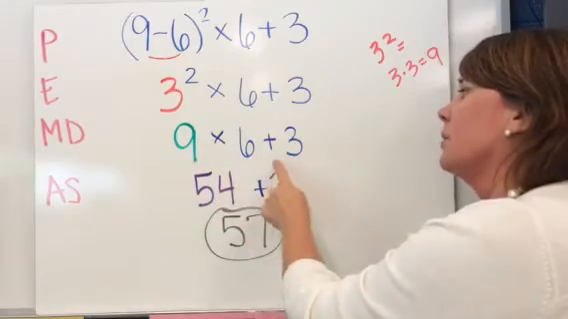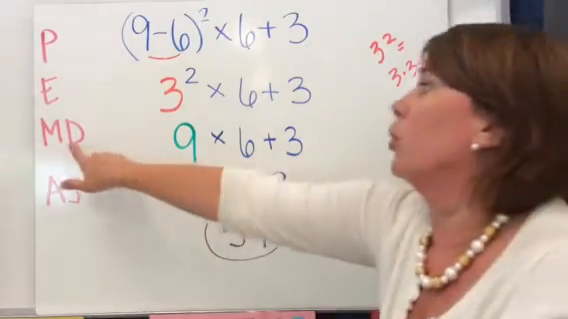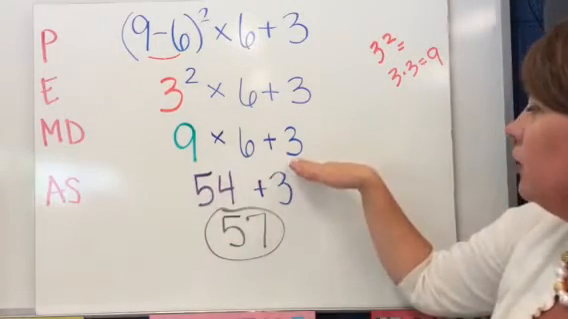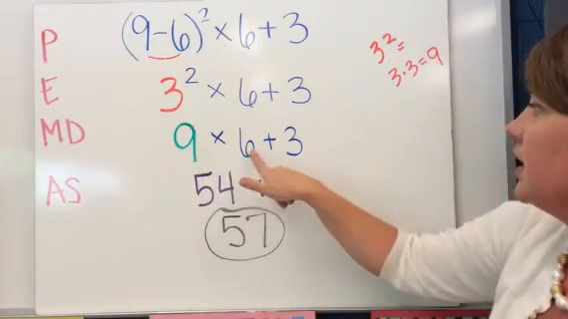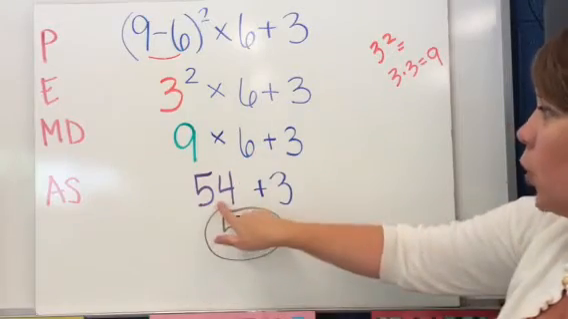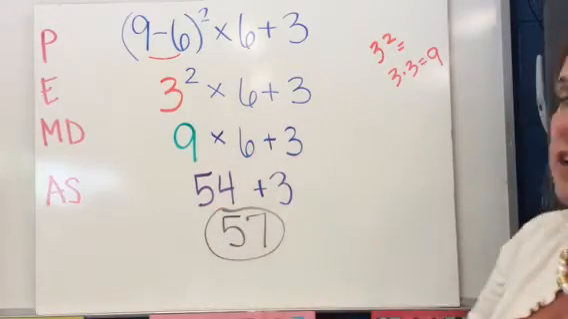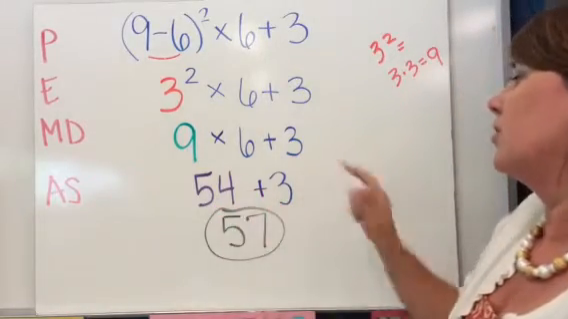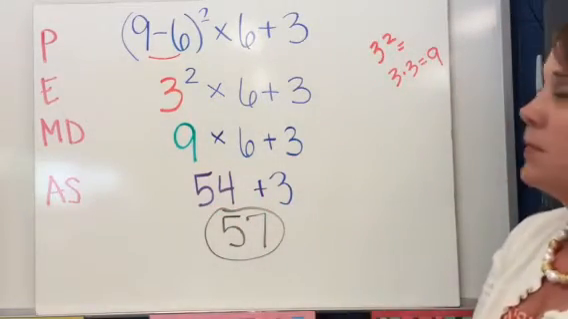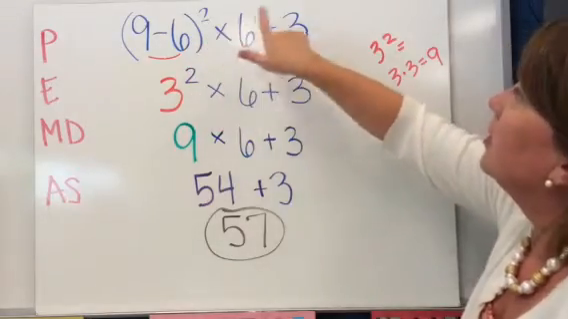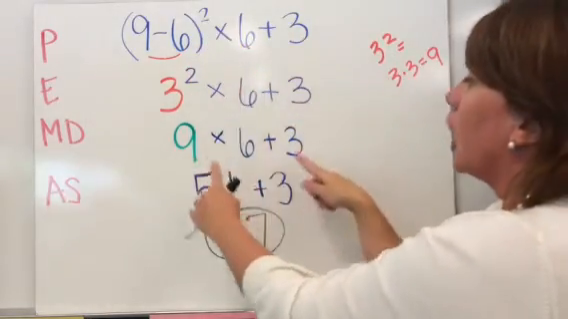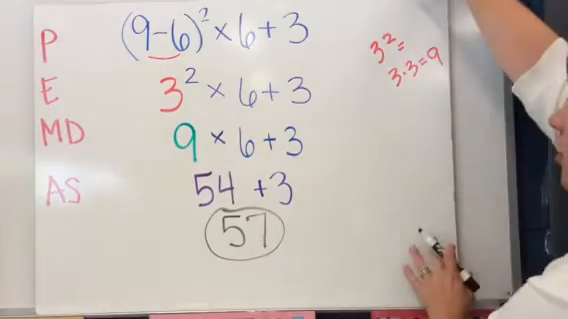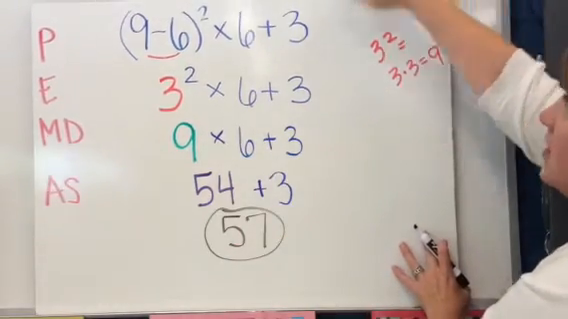So here's my new problem. 9 times 6 plus 3. I'm going to do multiplication or division next. And so in this case, there's multiplication. So I do 9 times 6, and that equals 54. And I bring down the plus 3. I have a new problem. 54 plus 3 equals 57. Notice I basically worked until I got rid of every operation symbol, and I finally had a final answer. And so that is the value of this expression.